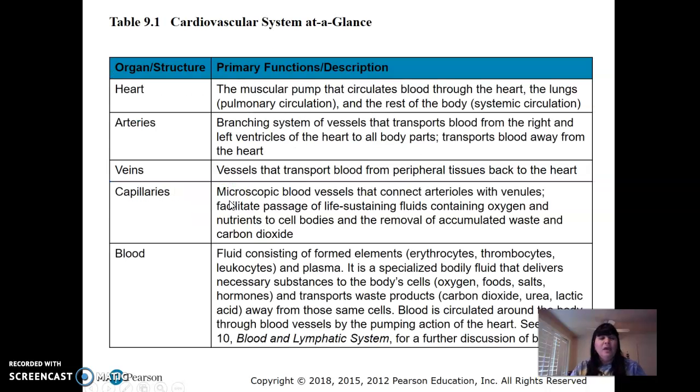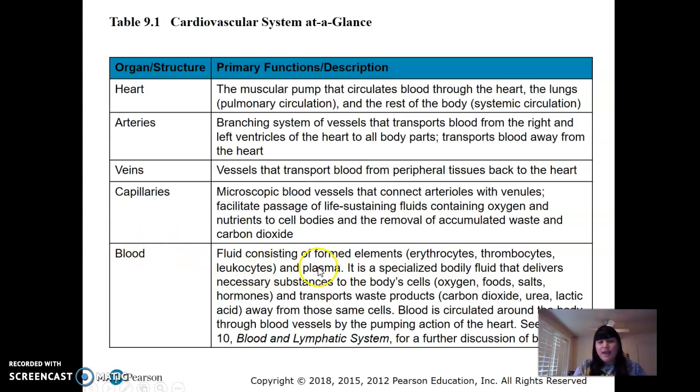Okay, some important terminology. Heart: the muscular pump that circulates the blood. Arteries: vessels that transport blood from the heart to all parts of the body. Think of it as transporting blood away from the heart. So arteries, the big thing, transfer blood away from the heart. Veins carry blood back to the heart. Capillaries are the tiniest vessels, and that's where the nutrient and waste exchange happens.